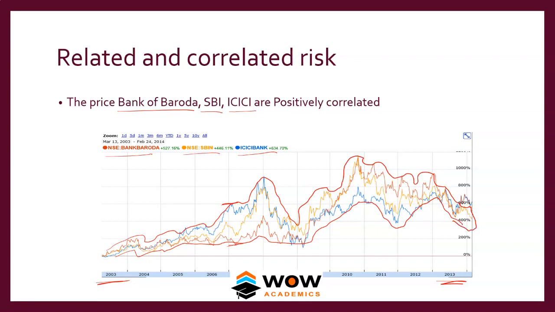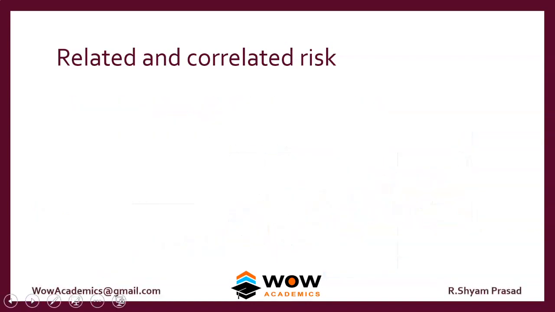Why are they like this? Because they are positively correlated. All banks are positively correlated. So you can't buy these banks and say that my risk is gone. Your risk is diversified, but it is not gone. What can you do to prevent this?